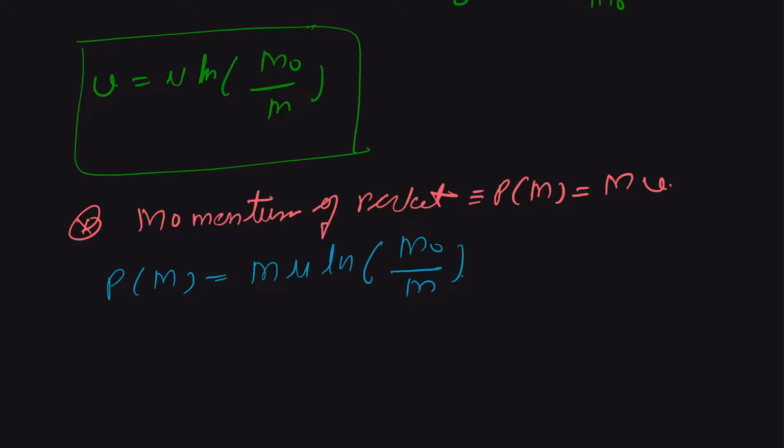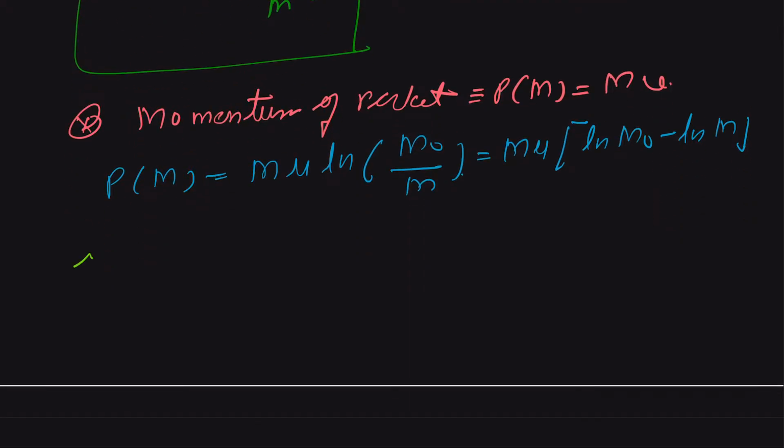Okay, so we need to differentiate. Before that, let us expand this logarithmic part. So we can write this as mu times natural log of m naught minus natural log of m. Now we can easily differentiate it. So we get dp upon dm equal to u times natural log of m naught minus natural log of m minus 1, and we are going to put it equal to 0.